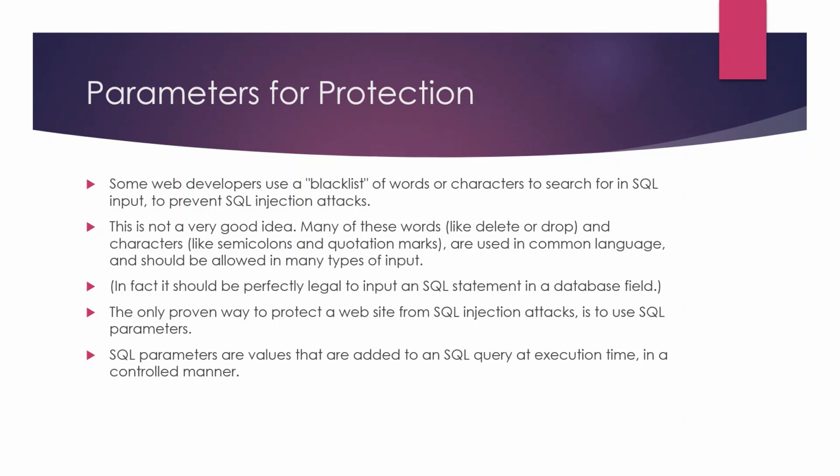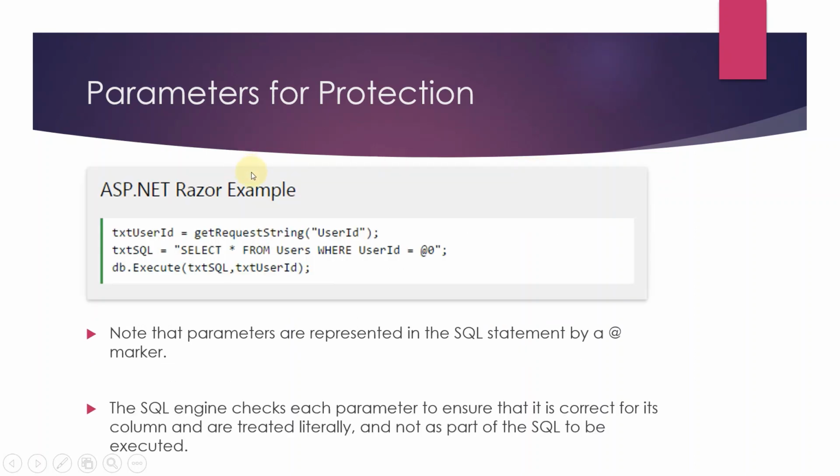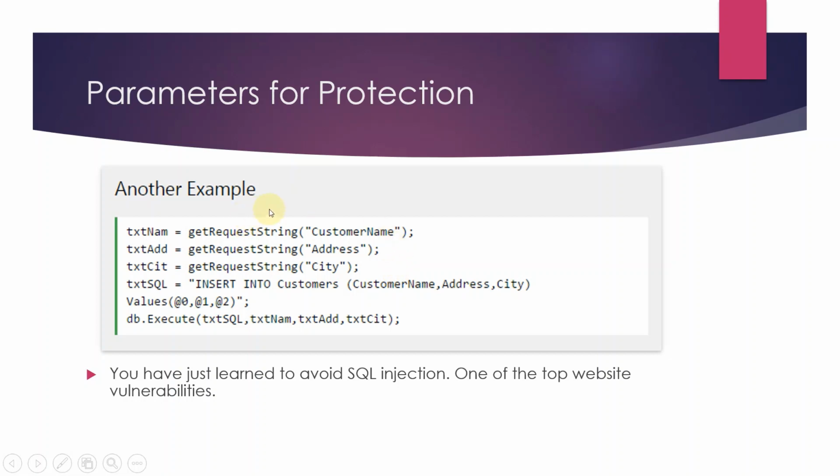The only proven way to protect a website from SQL injection attacks is to use SQL parameters. SQL parameters are values that are added to an SQL query at execution time in a controlled manner. For example, this applies to ASP.NET. Note that parameters are represented in the SQL statements by the @ marker. The SQL engine checks each parameter to ensure that it is correct for its column and that it is treated literally, and not as part of the SQL to be executed. So, another example.